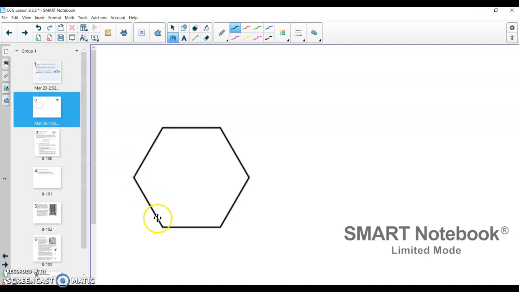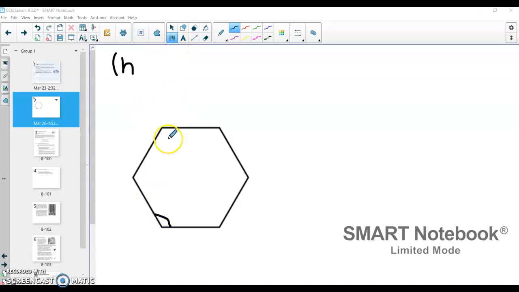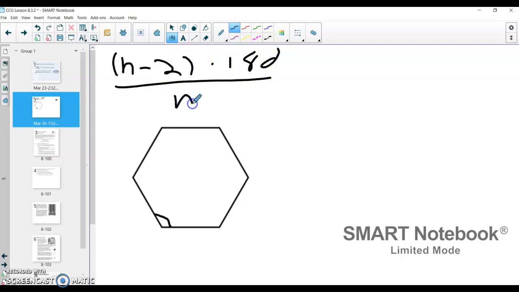Remember, an interior angle is just this angle. And if we want to find just that one interior angle, we have to do the number of sides, n, minus 2, times 180, divided by n. Okay, that's how we find just one interior angle.